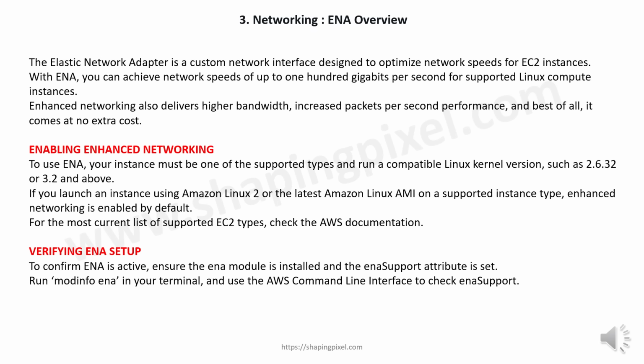To use ENA, your instance must be one of the supported types and run a compatible Linux kernel version, such as 2.6.32 or 3.2 and above. If you launch an instance using Amazon Linux 2 or the latest Amazon Linux AMI on a supported instance type, enhanced networking is enabled by default. For the most current list of supported EC2 types, check the AWS documentation.